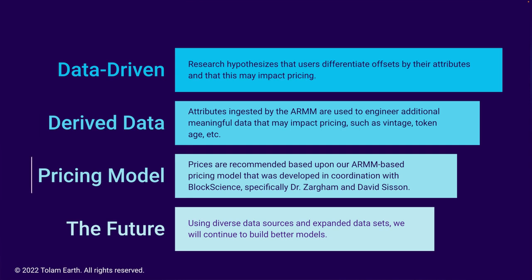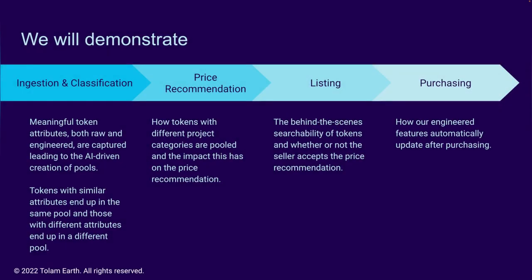We can differentiate token prices through our ARM-based price recommendation model. This was collaboratively built with Block Science, specifically Dr. Zargam and David Sisson. And finally, as we move into the future, we will continue to build better models. To emphasize these key points, we will demonstrate how the ARM ingests and classifies data, how it recommends prices, and the effects of listing and purchasing.